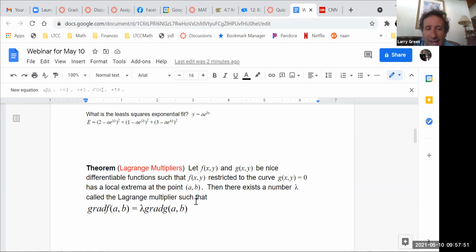So everything's exactly the same, but you throw in a comma z or a comma c, depending on what you're looking at, and it still works. Do you think 3 variables is harder than 2 variables?